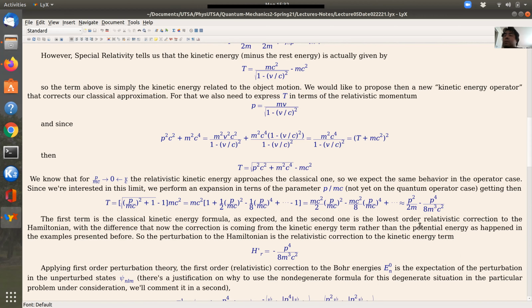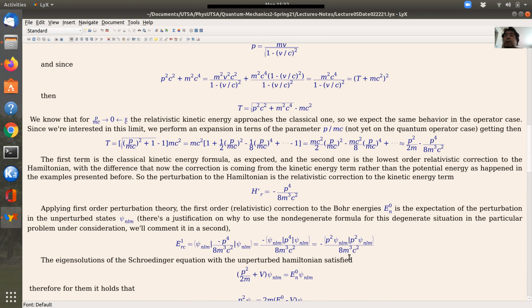So if we want to introduce relativistic corrections, what we're going to do is consider that this is a correction to the kinetic energy, not to the potential, as we had seen before, but still it's a correction to the Hamiltonian. And so this is the perturbation Hamiltonian that we will consider regarding relativistic corrections. So it depends on the fourth power of p and is divided by some constants.